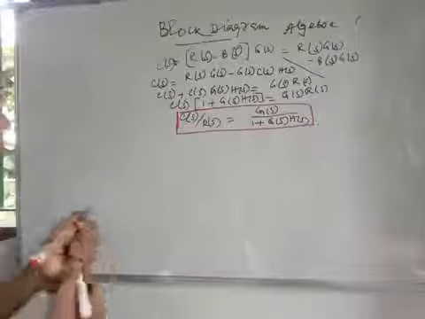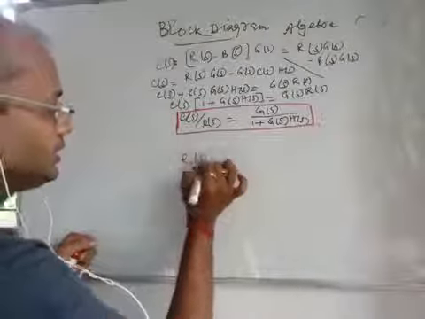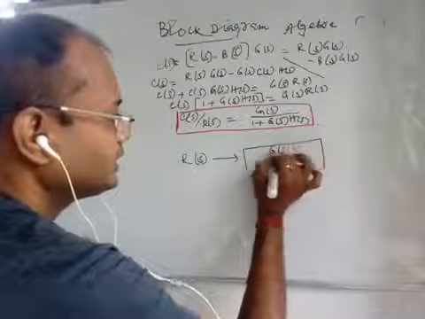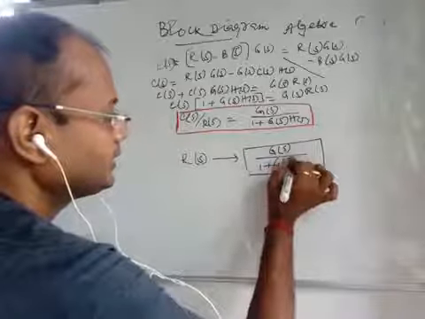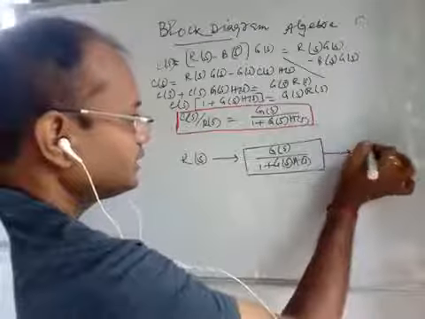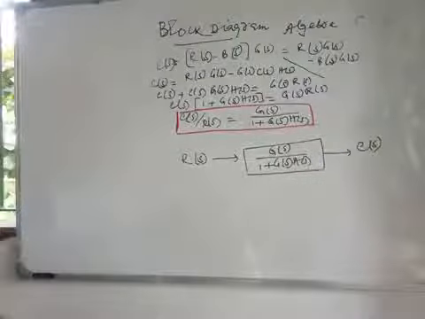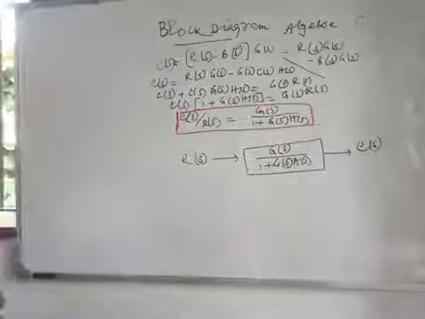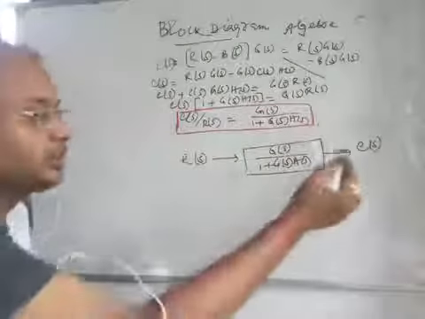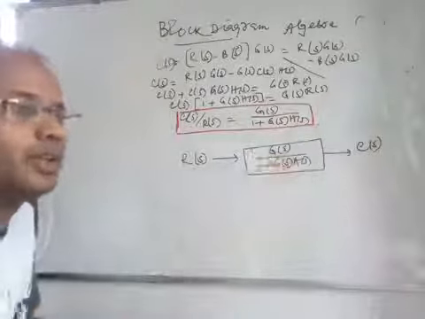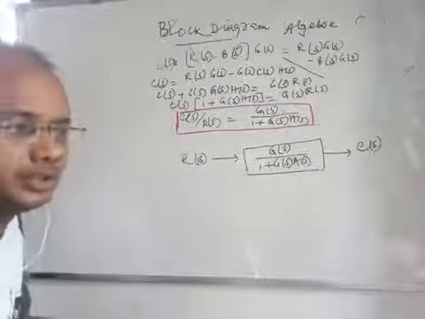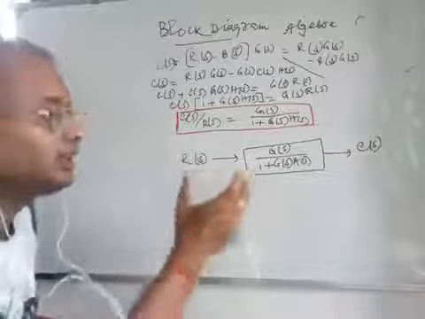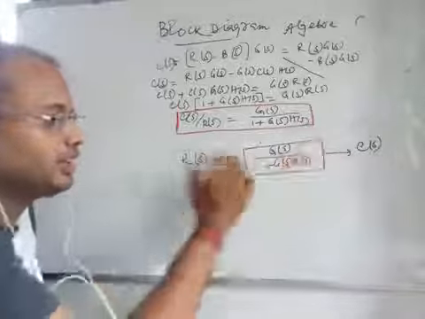Like you can write this is R(s), this is your block. Now what you get? G(s) by 1 plus G(s) H(s). This is your C(s). So there is no block like error, there is no block like takeoff. What the takeoff point is, I will discuss. So C(s) by R(s) is equal to this. That means whenever there is a feedback path, that means the closed loop path, we can get the transfer function like this.